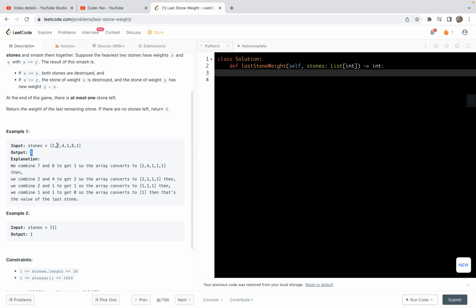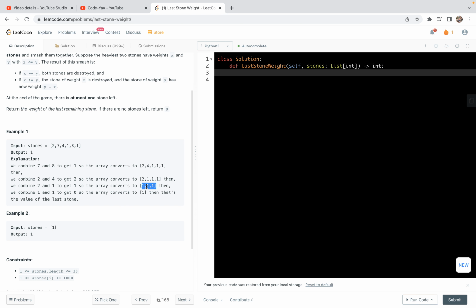If you can see, the heaviest two are 7 and 8. After you smash that, you get a 1, right? So you get 2, 4, and 1, 1, 1. In this case, the length of the stones is decremented by 1. Now we have 2 and 4, so we smash them, and then we get a 2. So we have 2, 1, and three ones in total. And then the two heaviest are 2 and 1. So we smash them, and we get a 1. So now we have three ones.